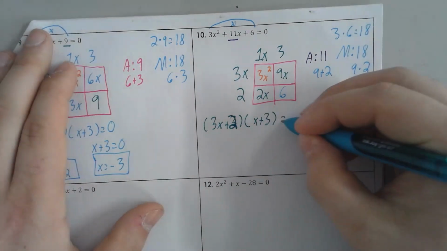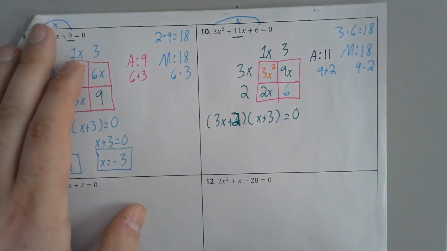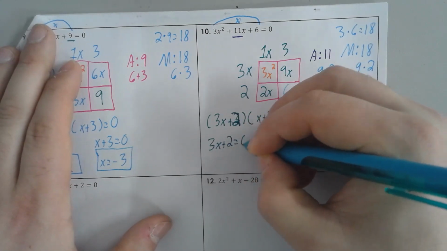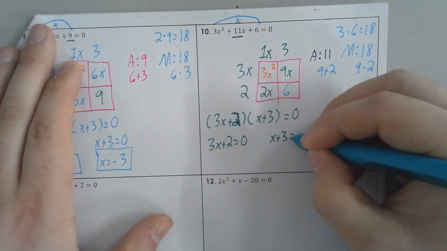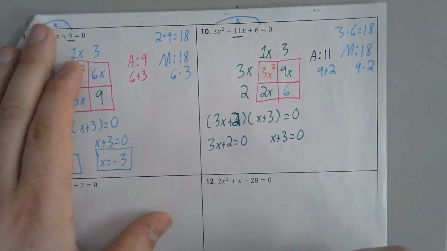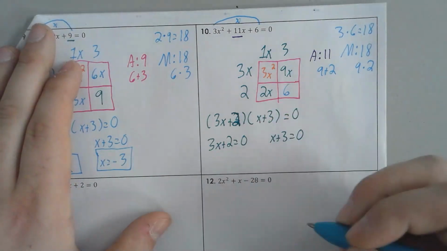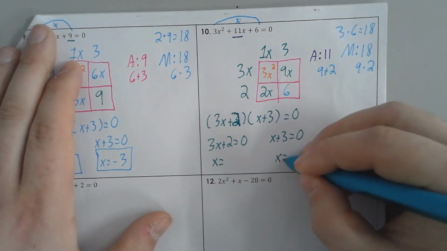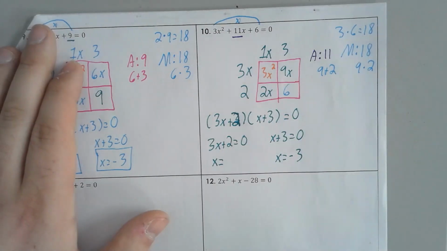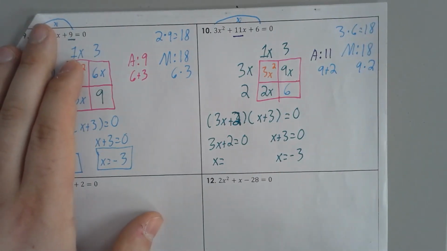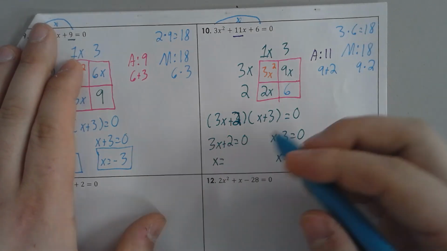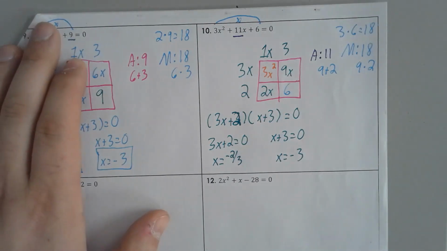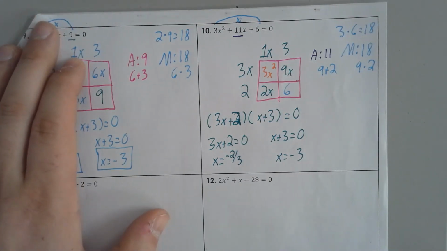Where do we go from here? Separate them. Set them equal to 0. Then we just got to solve for x. So on this side, after we subtract our 3, you get x equals negative 3. Then on the other side, we'll get negative 2/3.